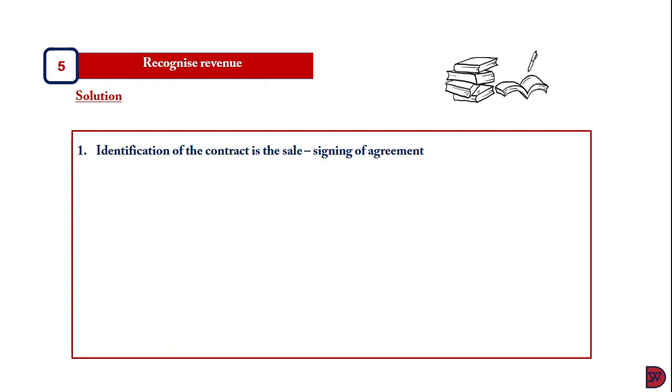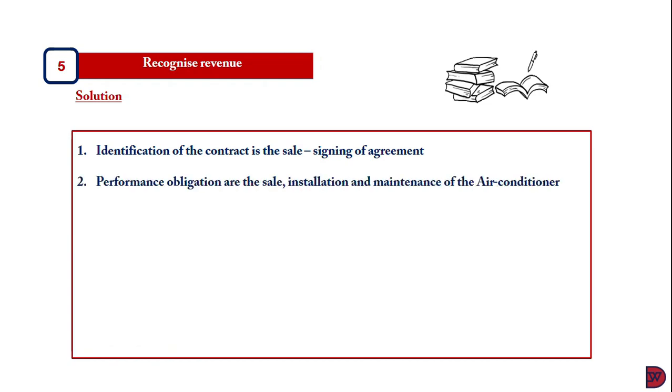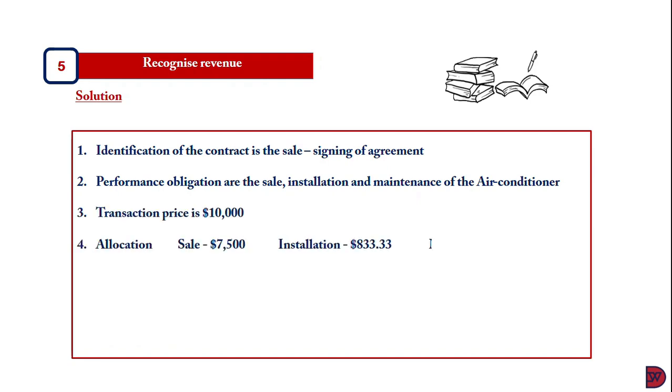So, the signing of the agreement, which we deem to have happened, signifies the presence of a contract. So we have 3 performance obligations here: sale of the air conditioner, installation, and the maintenance of the air conditioner. The transaction price as stated is $10,000. So from the test of understanding of allocating transaction prices, we allocated $7,500 for the sale, $833.33 for the installation, and $1,666.67 for the 2-year maintenance package.